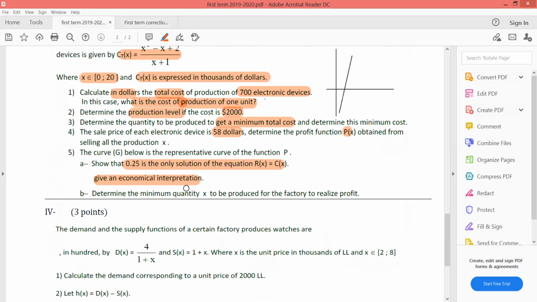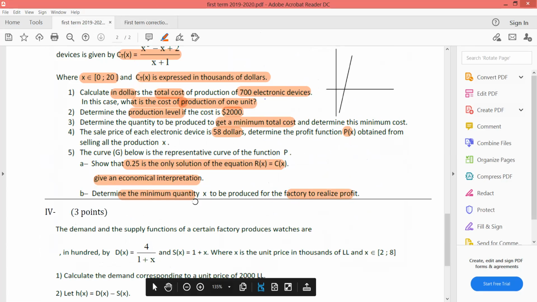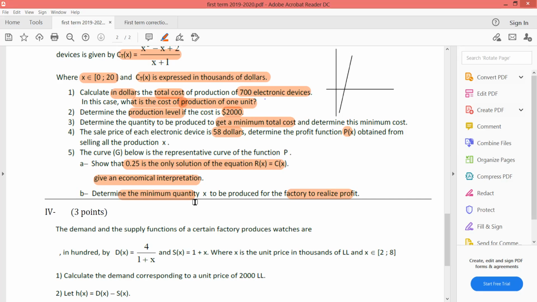Determine the minimum quantity X so that the factory realizes a profit. How to determine the minimum quantity X so that the factory realizes a profit? Then no answers.